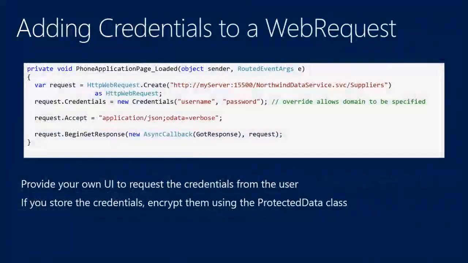Now, from a coding point of view, dead easy. So here's an example of an HTTP web request. You simply new up a credentials object and put the username and password in there, and there's another one where you can specify a domain. That automatically attaches that to the HTTP web request, and the underlying class will take care of presenting those credentials when the credential challenge comes back to the client from the server.